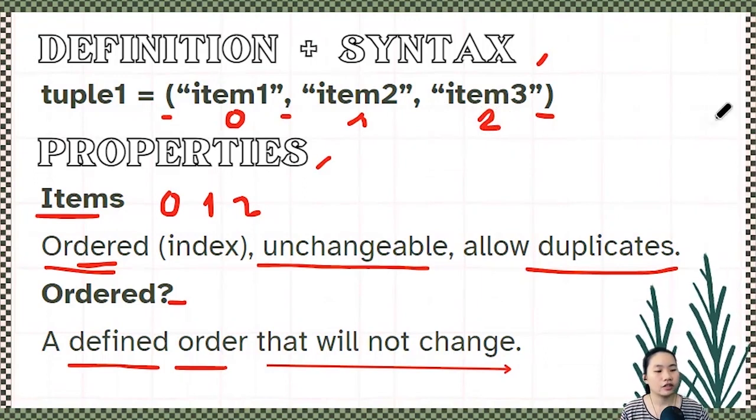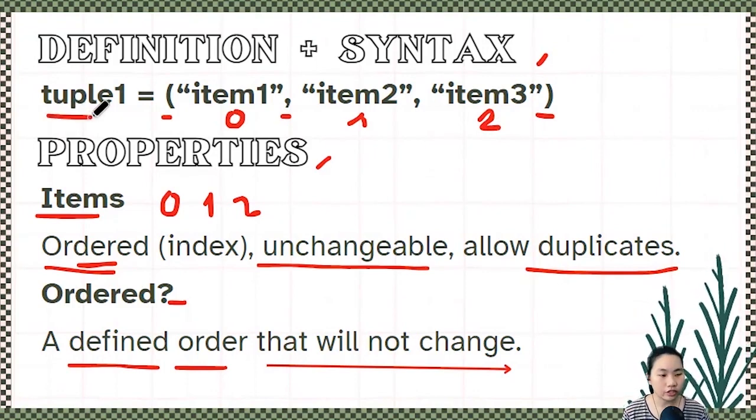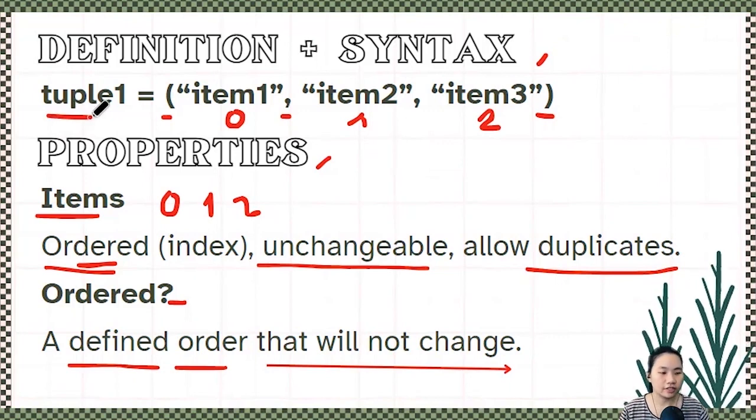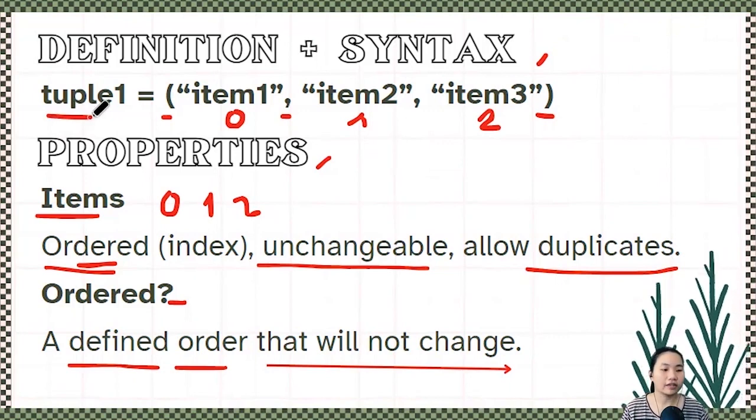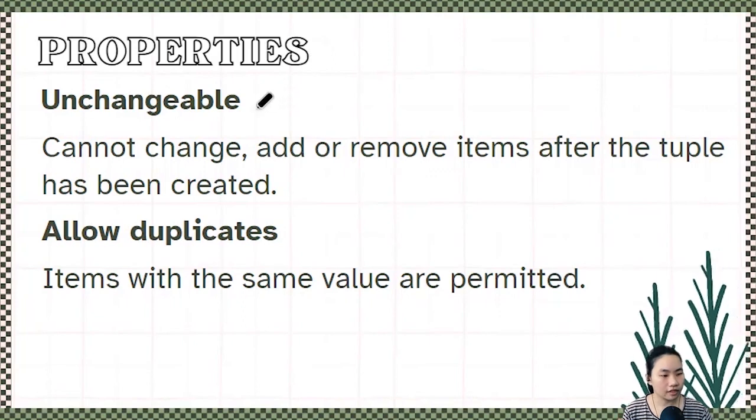Now I want to mention another interesting thing about tuple, which is its pronunciation. You can spell it as tuple or tuple. Both are correct because people do use both. It's interchangeable. Okay, let's look at the next two properties.